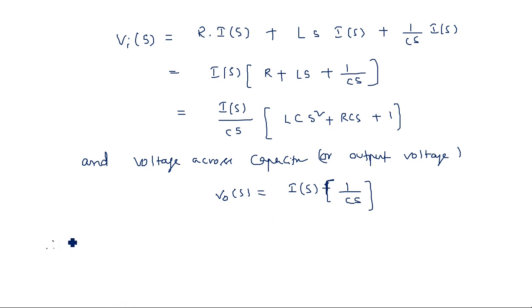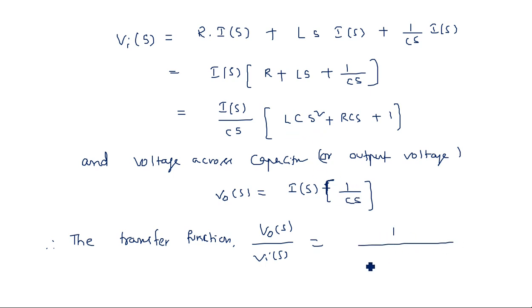So the transfer function: how to calculate it? Vo of s by Vi of s, that is equal to this one divided by this one. These two cancel and we are left with 1 by LC s square plus RCs plus 1. For that purpose we have taken Cs as common and both factors are same, so we can simply write it as 1 by LCs square plus RCs plus 1.